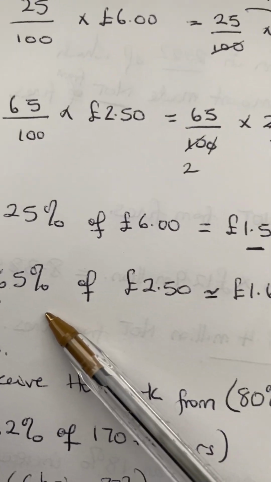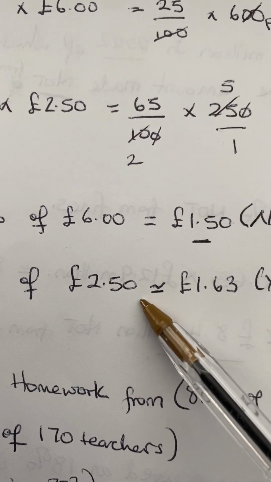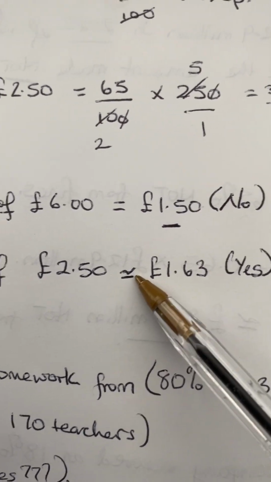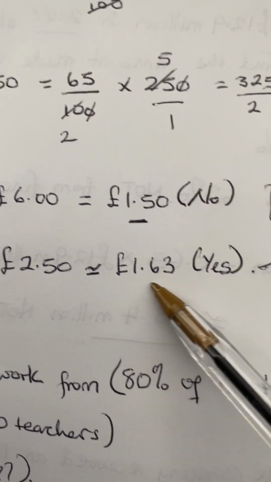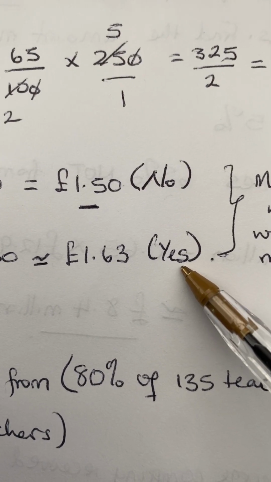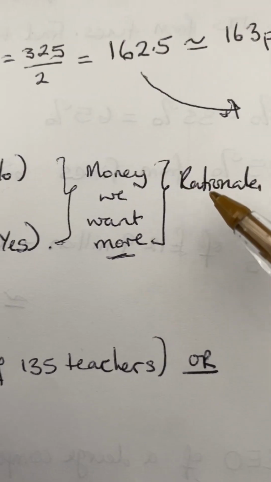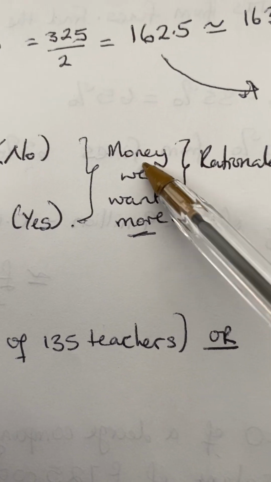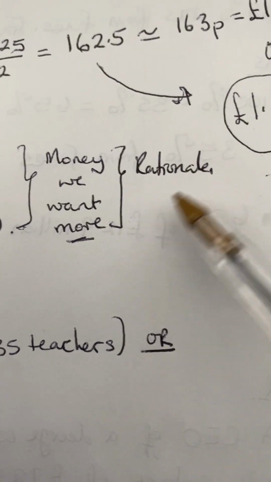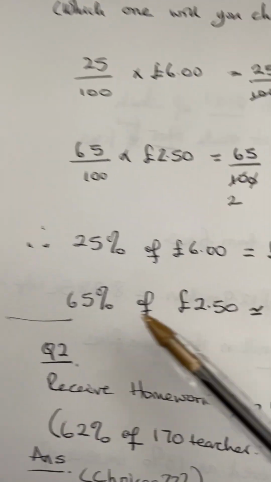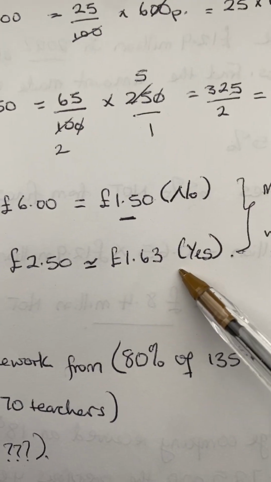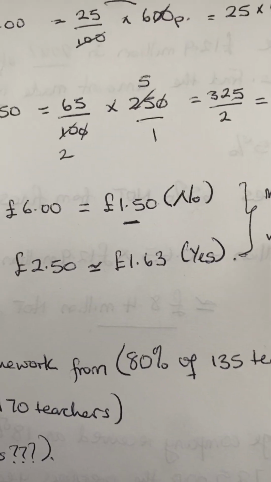£65 of £2.50 will give me approximately £1.63. So I'll say yes to this. The rationale being, it is money, so I want more, I don't want less. So I'll choose £65 of £2.50. I hope I've made that clear.